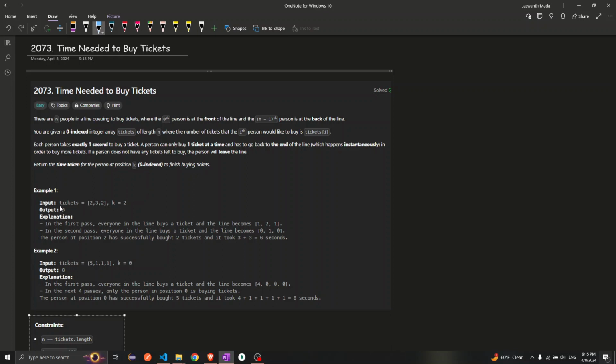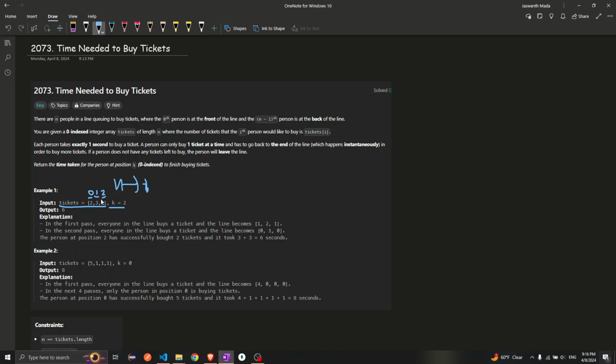So basically, let's say we're at a movie theater and there are n people. Each person wants to buy tickets, right? The ith person wants to buy tickets[i] tickets, which means the 0th person wants to buy two tickets. The first person wants to buy three. The second person wants to buy two tickets. We're given a k.